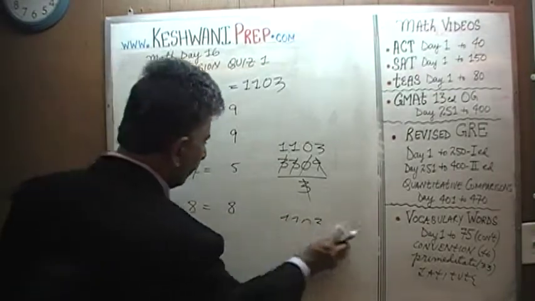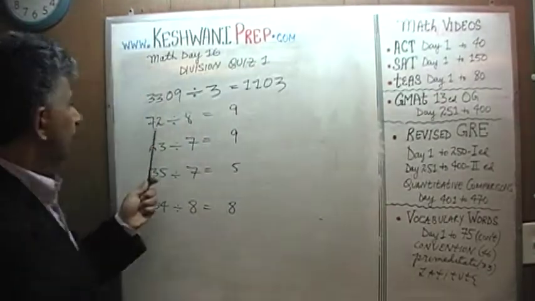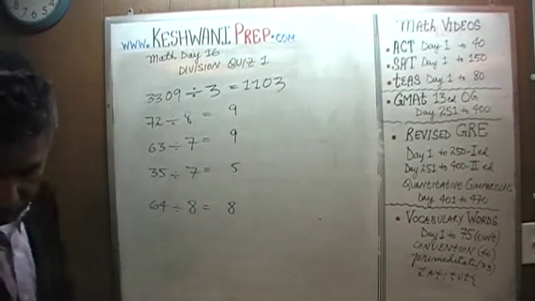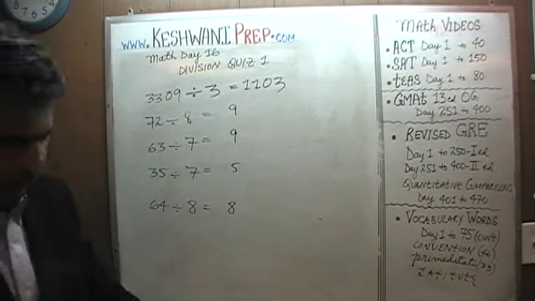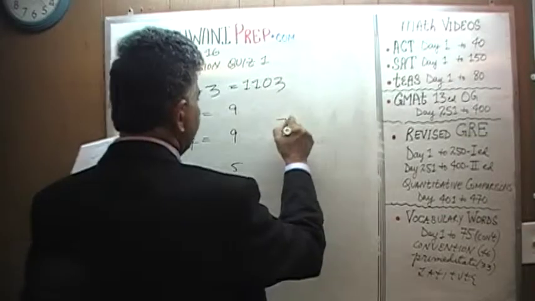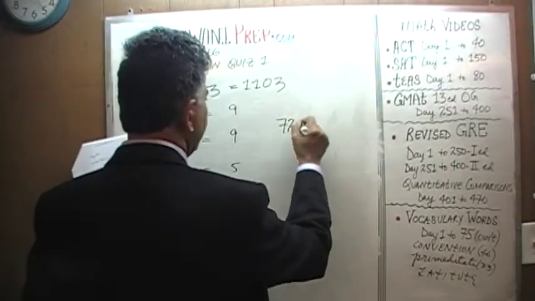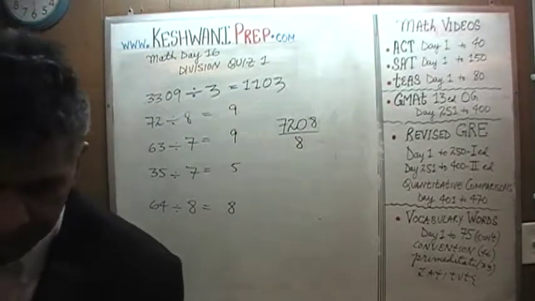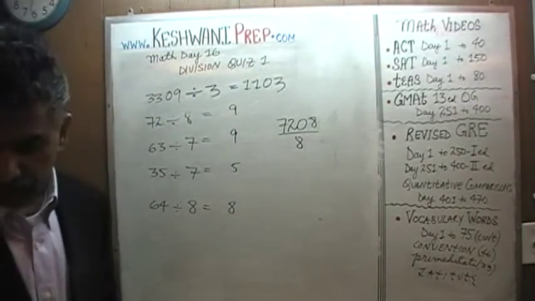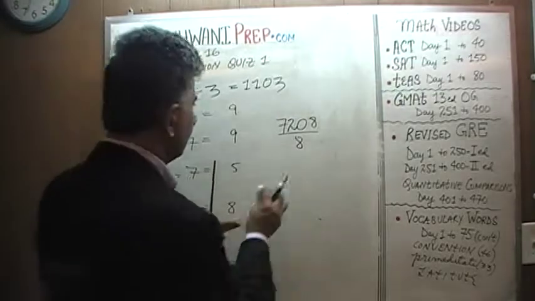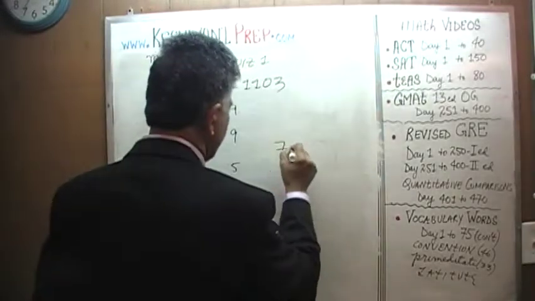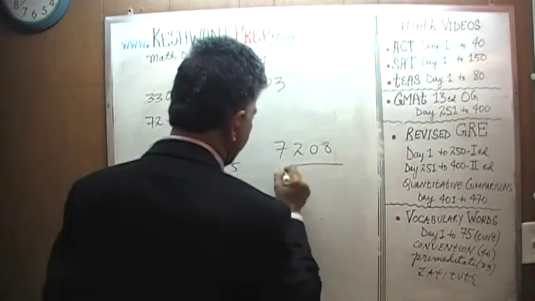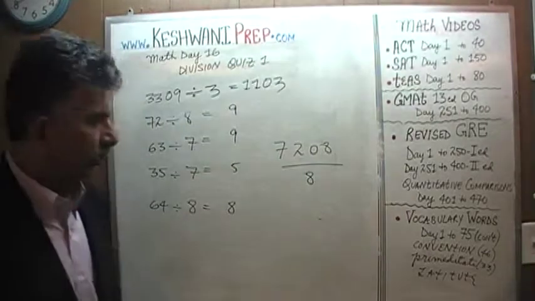Let's do one more. Here we had 72 divided by 8, we know it's 9. How about if we had to divide 7,208 divided by 8? How do we do it? Let me rewrite it. I'm going to tell you why I want to rewrite it. 7,208 divided by 8. Here's what we do.